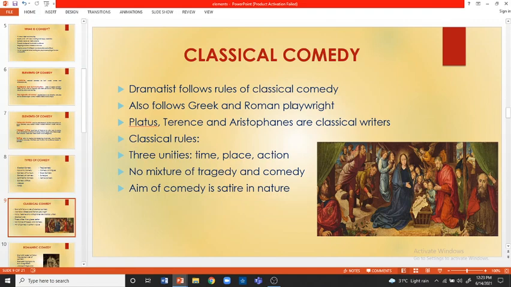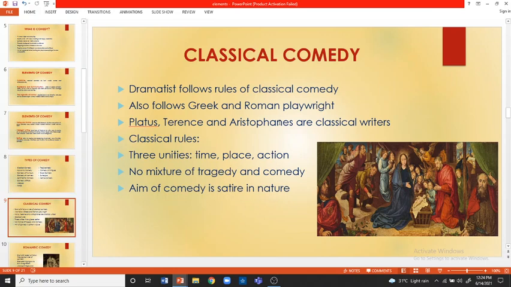and the writers or playwrights of these classical Greek or Roman comedies are Plautus, Terence, Aristophanes. These are Plautus, Terence and Aristophanes. These are the classical writers, dramatists or playwrights who wrote classical comedies. They are well-known writers. Classical writers follow the rules of ancient Greek and Roman comedies.